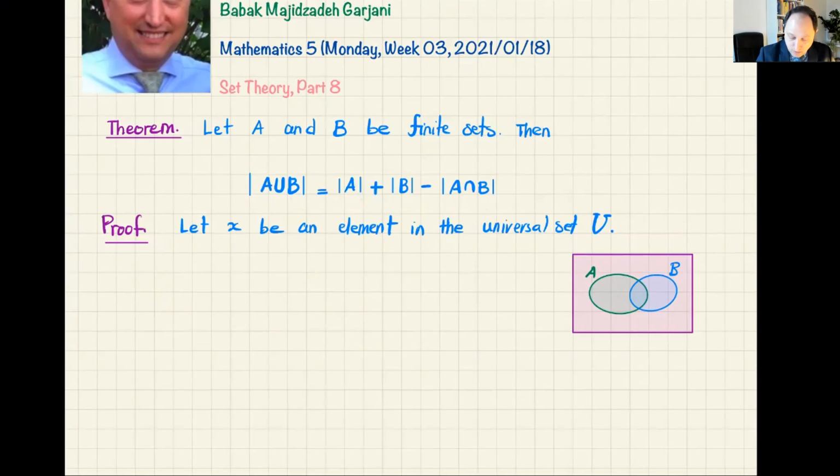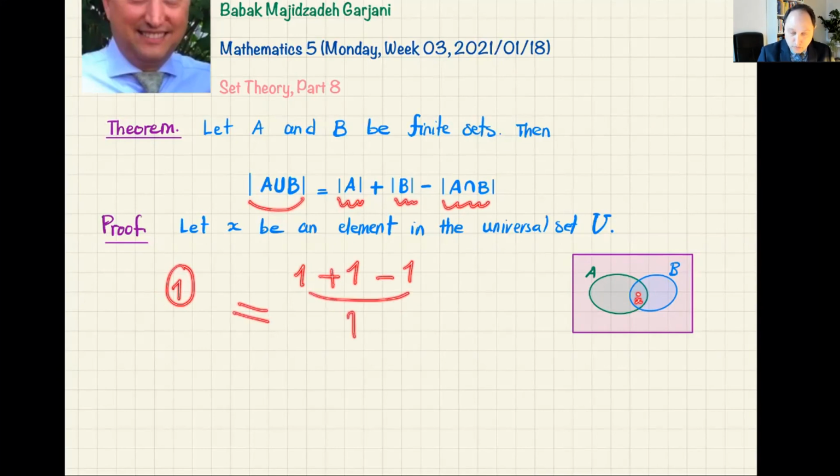And for the same reason for this one, but let me consider this one. Assume that my X is here. How many times is this X counted here? 1 time. And then how many times is it counted here? 1 time. How many times is it counted here? Again, 1 time. But how many times is it counted here? Again, 1 time. So 1 plus 1 minus 1 is exactly 1. Again, these 2 numbers match.